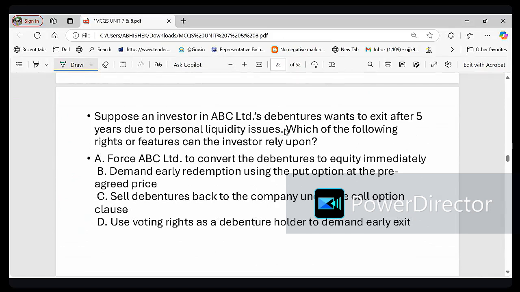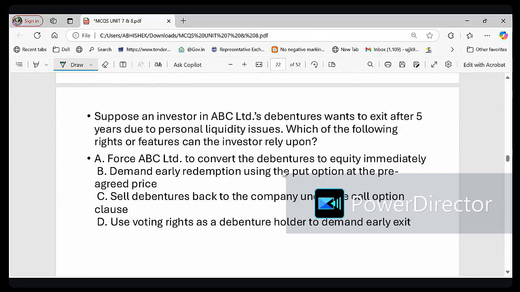Now imagine you are an investor. It has been 5 years and you need cash urgently, maybe for a family emergency or a new home or a big wedding. So what can you do? The question is: suppose an investor wants to exit after 5 years due to a personal liquidity issue. Which of the following rights or features can the investor rely upon?